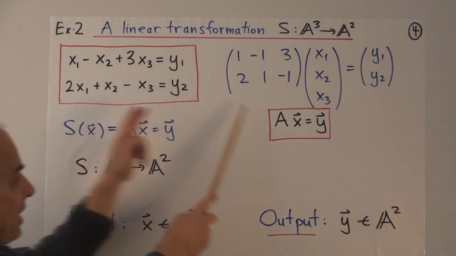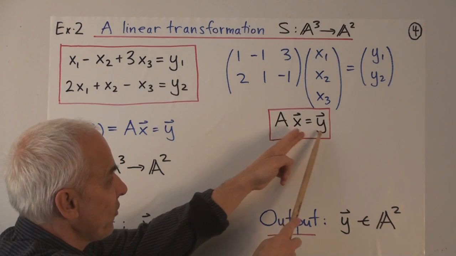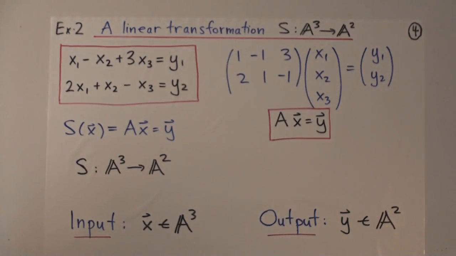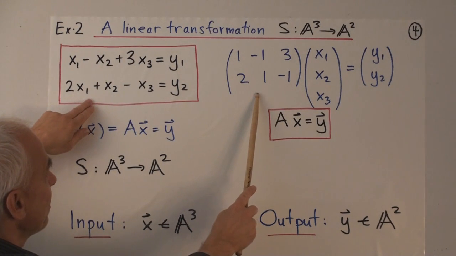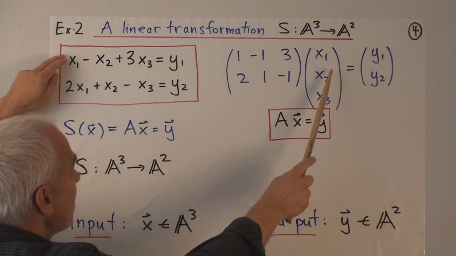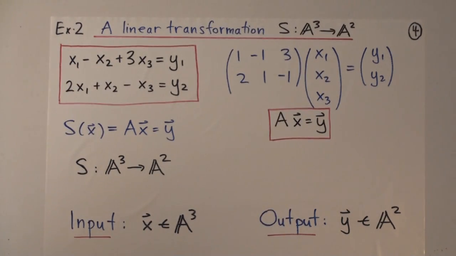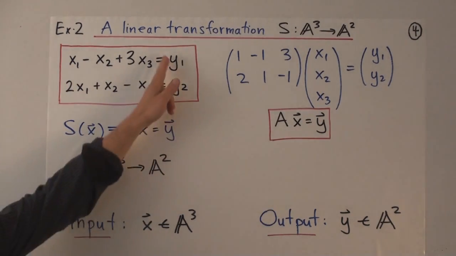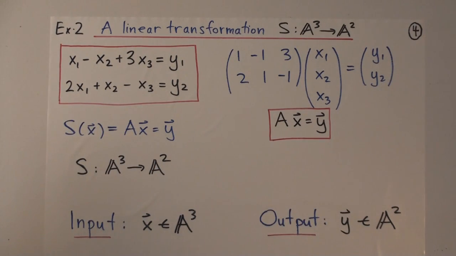We write down the system in matrix form as a matrix A times a vector x equals another vector y. The matrix A is just the matrix of coefficients here. The vector x has three components because there are three variables, x1, x2, and x3. The vector y on the right-hand side only has two components because there are only two equations.